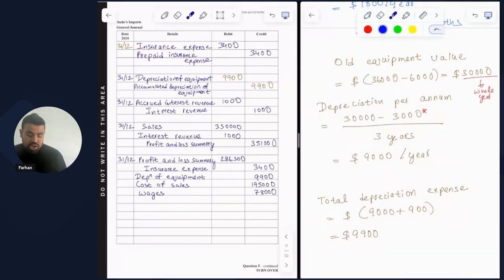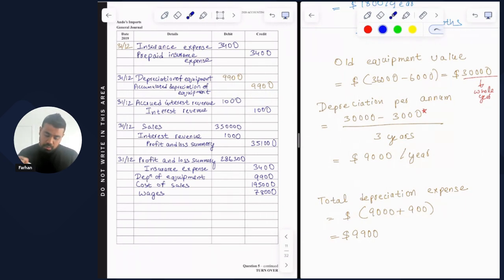Now, depreciation of equipment being debited refers to expenses going up. And accumulated depreciation of equipment is basically a contra asset account, which records the reduction that we have for economic benefits consumed for the relevant asset, which in this case is the equipment. So this is an account which calculates all the depreciation or all the economic benefits that we have consumed from this equipment so far. And this is to be always credited.